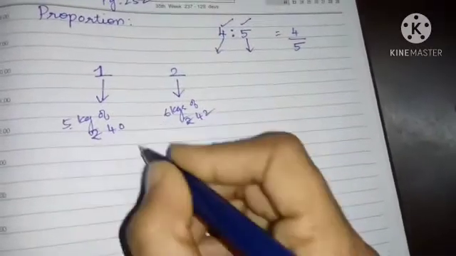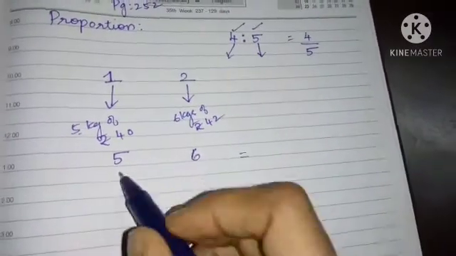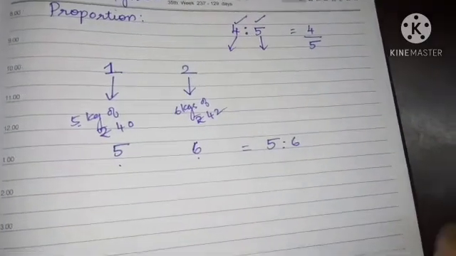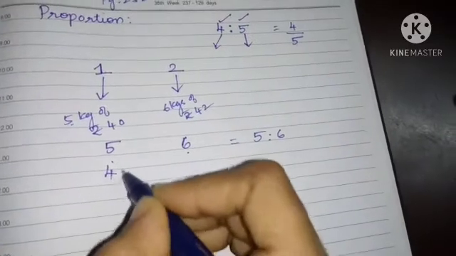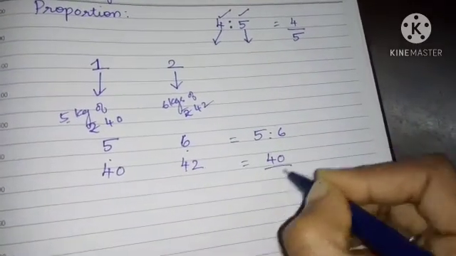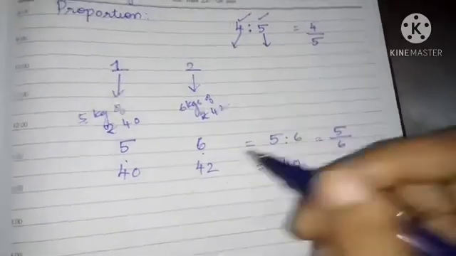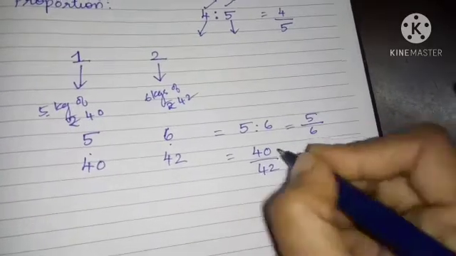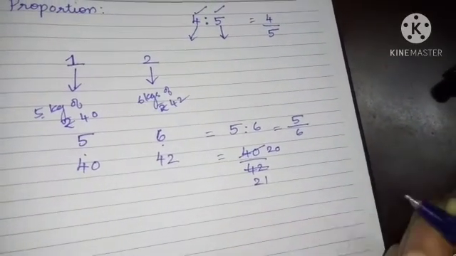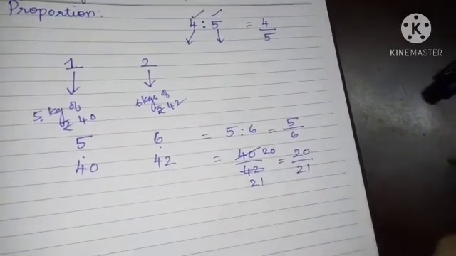So what is the weight you are getting? Here 5 kg, here 6 kg. So what is the ratio of these two weights? 5:6. Next, rupees 40, here 42. 5:6 can be written as 5 by 6, right? So 40:42 can be written like this. In 2 table, 20, 21. Can we cancel this still more? No. 20 by 21 it is.